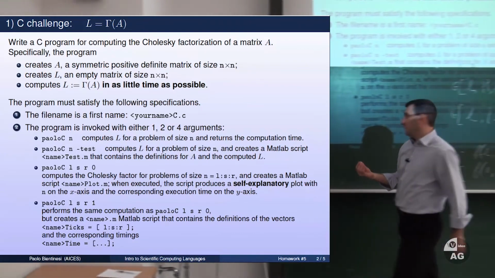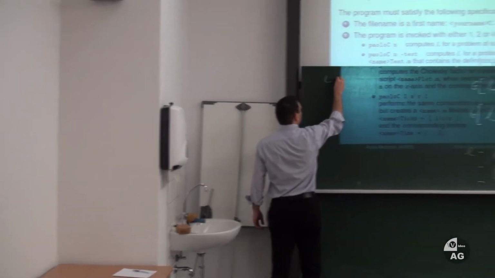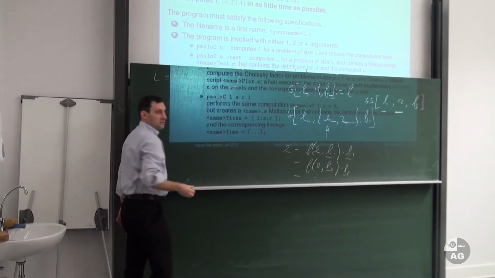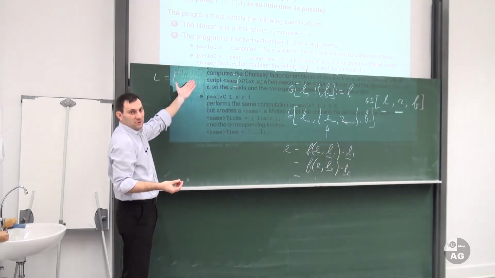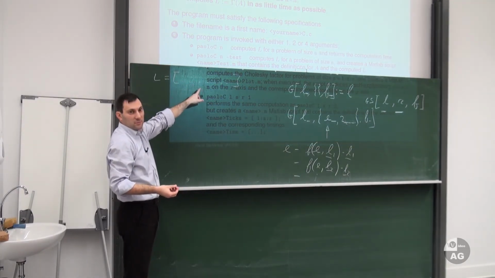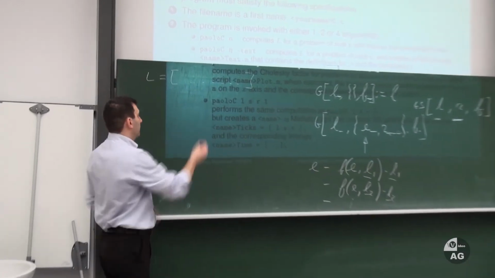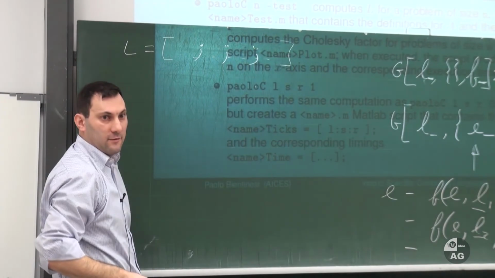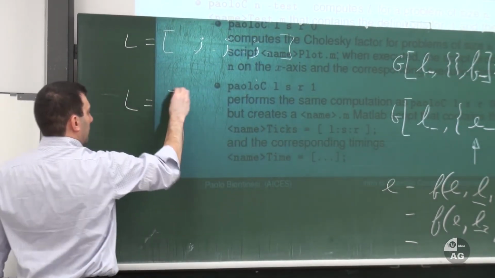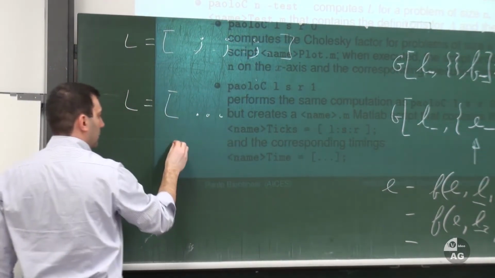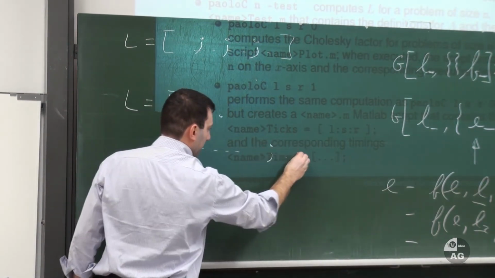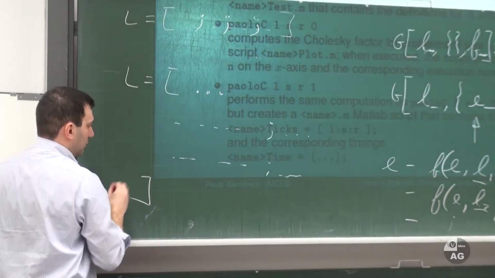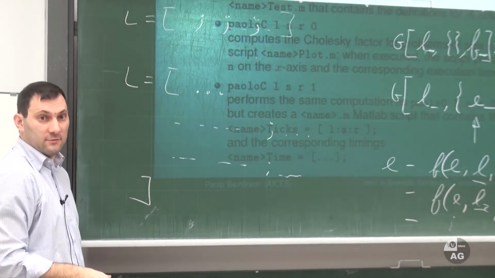How do we define a matrix in MATLAB? Something like L equals blah, blah, blah. This is already a matrix, a vector or a matrix. How can this be a matrix in MATLAB? This is also a matrix, right?